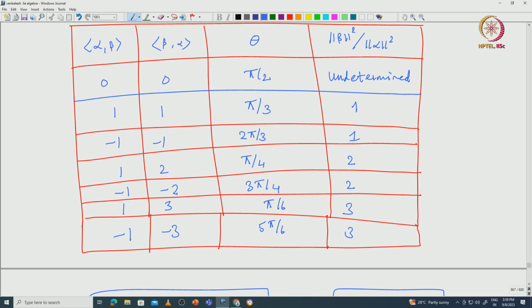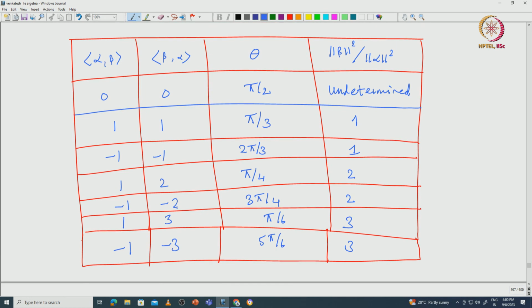So this actually puts lots of restrictions on these Cartan numbers as well as the angle between alpha and beta. These are the only possibilities that we have for the Cartan numbers, the angle between alpha and beta, and the ratio of these norms.